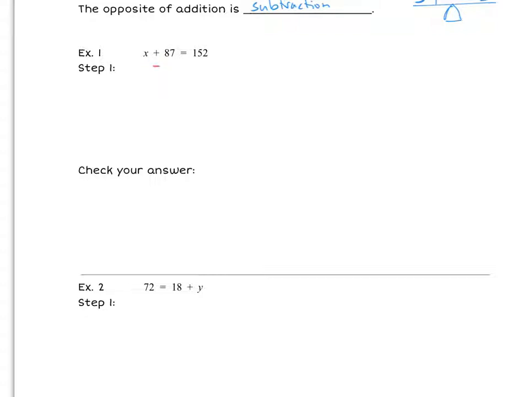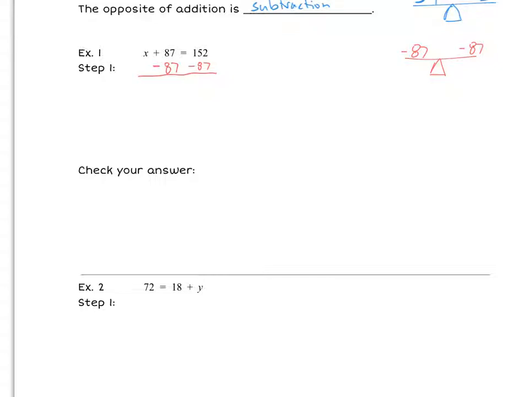I subtract 87. Well, if I'm thinking about my scale here, if I subtract 87 here, what do I have to do on the right side of the equal sign? Listen to my question. If I subtract 87 on this side of my scale, what do I have to do on this side of my scale? I have to subtract 87. So coming back to the problem, I have to subtract 87 from this side.